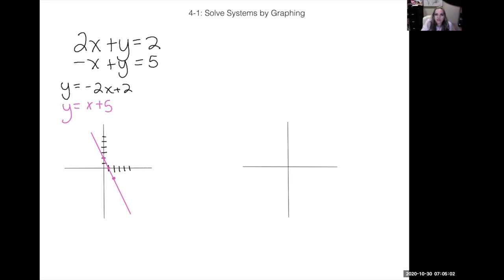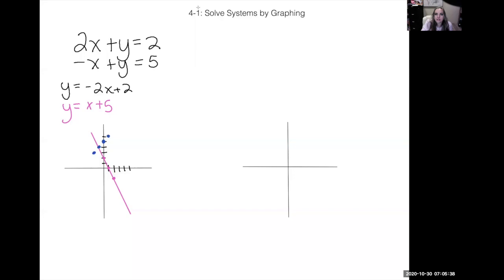So the y-intercept, let's do this a different color, is 5. 1, 2, 3, 4, 5. And the slope is positive 1 because if there's no coefficient in front of x, that means that the slope is 1. So I'm going up 1 over 1, which also means I'm going down 1 and left 1. Down 1, left 1. And so this is the line that's forming. And so that's an up 1 over 1 slope.